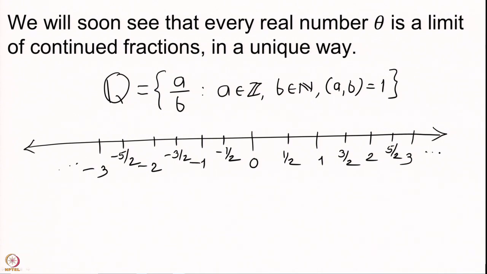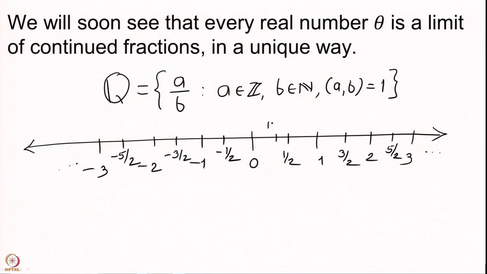We can continue this way, but the distance between two rational numbers will become smaller and smaller once you increase the denominator. So, for instance, 1/3 will come somewhere here, 2/3 comes somewhere here, then this will be 4/3 and this will be 5/3 and so on, and on this side they are negatives.